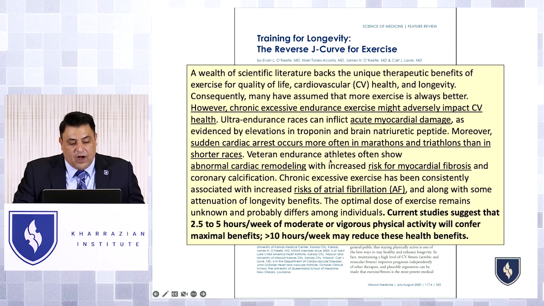Veteran endurance athletes often show abnormal cardiac remodeling with increased risk of myocardial fibrosis and coronary calcifications. Chronic excessive exercise has been consistently associated with increased risk of atrial fibrillation, along with some attenuation of longevity benefits. The optimal dose of exercise remains unknown and probably differs among individuals. Current studies suggest that 2.5 to 5 hours of moderate to vigorous physical activity per week will confer maximal benefits, right? Per week. Greater than 10 hours per week may reduce these health benefits.